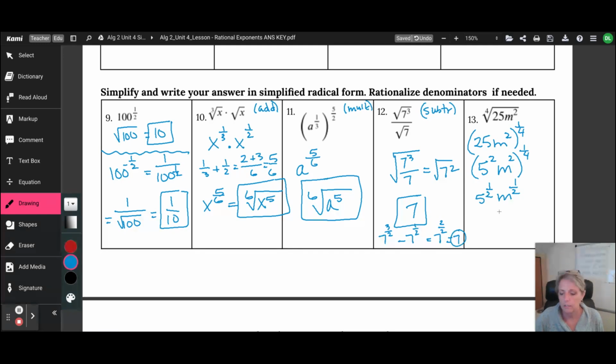So this is going to give me the square root of 5m. Both of them are to the half, so they both can go inside my radical.